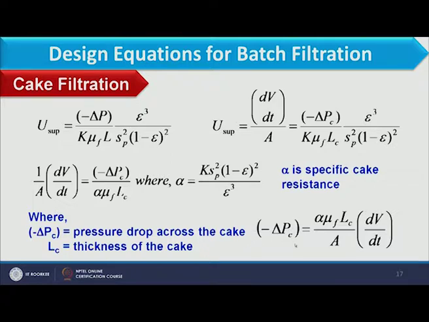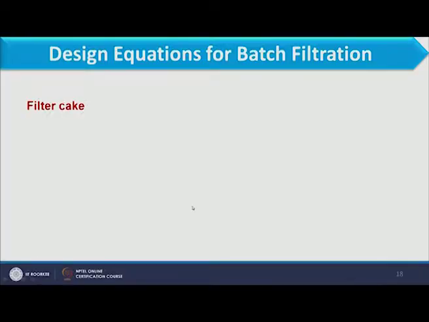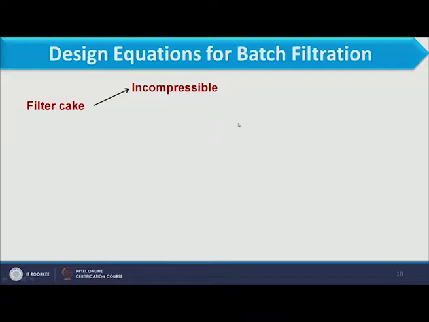So delta Pc expression would be alpha mu f Lc by A dV over dt. So here we can represent the pressure drop across the cake in terms of rate of filtration. dV by dt is nothing but the rate of filtration. So further we have to define the condition of the cake, that is what value we have to take for alpha, because alpha is basically the specific cake resistance, and that will be offered by the filter cake. So here we can define that the filter cake can be incompressible.